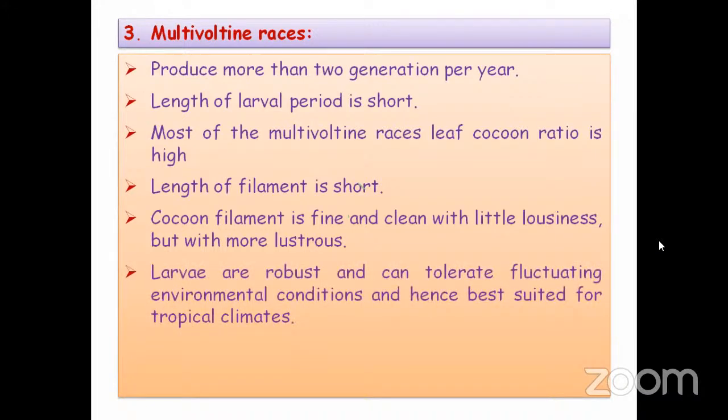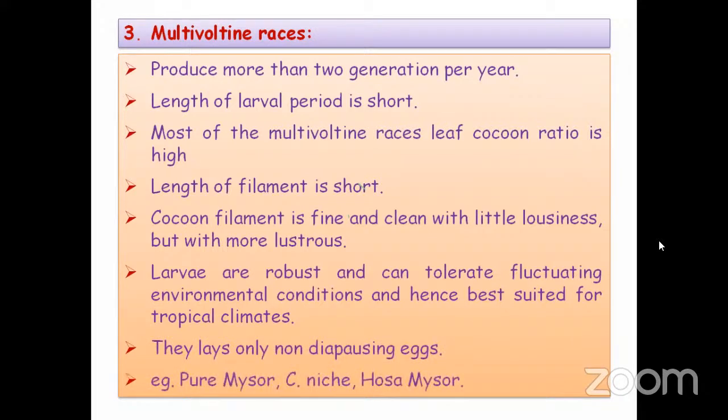The larvae are robust and can tolerate fluctuation in environmental conditions, and hence these multivoltine races are suitable for the tropical climates, and they lay only diapause eggs. The examples of these multivoltine races are Pure Mysore, Nistari, and Mysore. These are some examples of the multivoltine races.